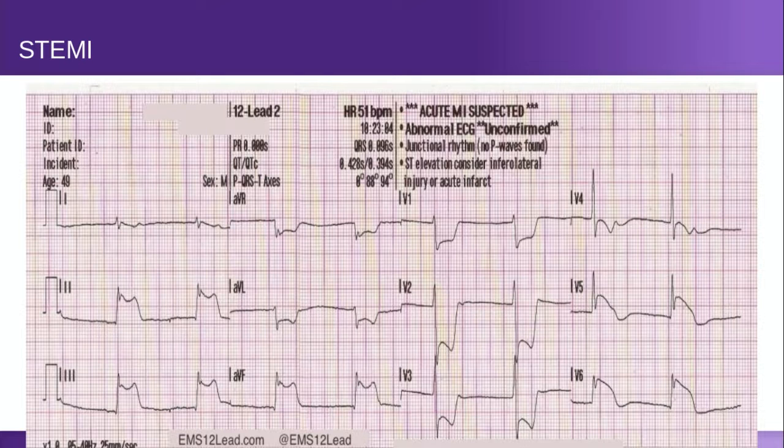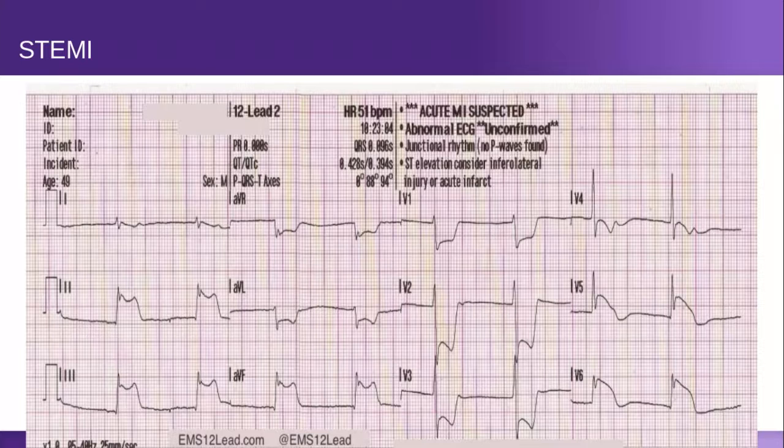So the way that we do this is through PCI or thrombolytic therapy. So PCI is a heart catheterization where they go in and open up the vessel manually. And then thrombolytic therapy is where they give thrombolytics or fibrinolytics to bust up a clot. So the gold standard is PCI. If you do not have access to PCI, then we would do fibrinolytic therapy.